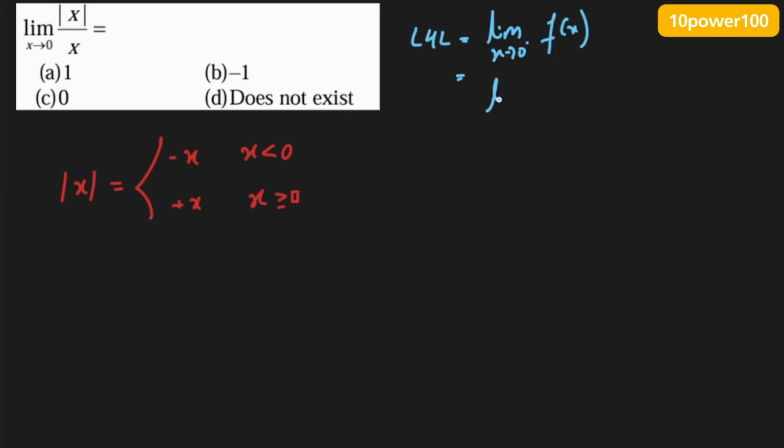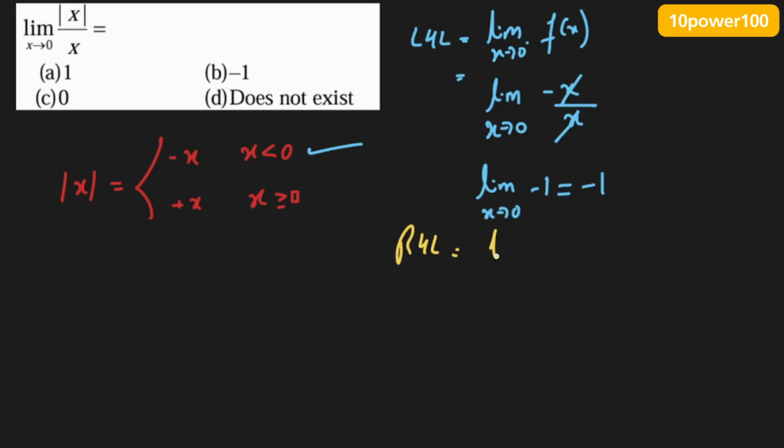So we get limit x tends to 0 minus of -x by x, for the less than condition. This is what we are doing for the LHL. So this and this get cancelled out. We get minus 1. The limit as x tends to 0 when it is minus 1 is nothing but minus 1. Okay, now let's find out the RHL.